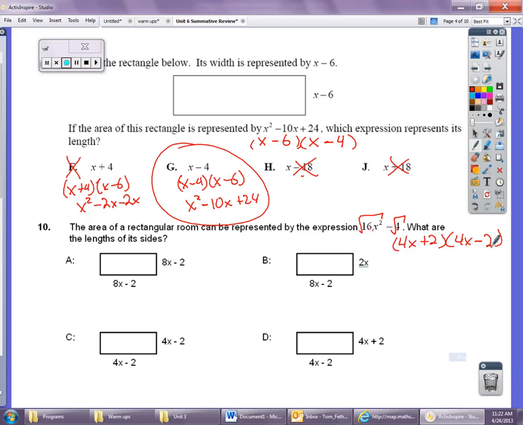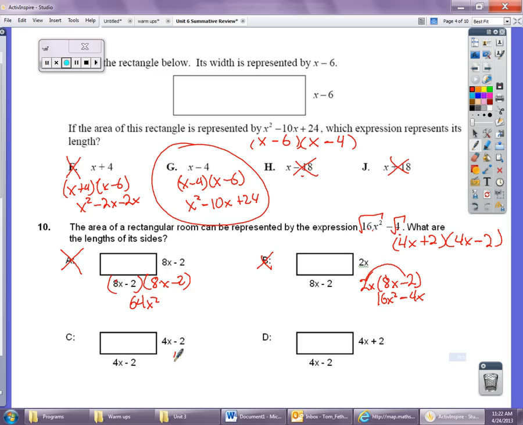But the other way to do this is we can simply multiply these out. I know that 8x times 8x is 64x squared. Well, that's not 16, so I don't have to go any farther. If I look at this one, I have 2x times 8x, which is 16x squared, but 2x times negative 2 is negative 4x. I just need negative 4. So B is not right.